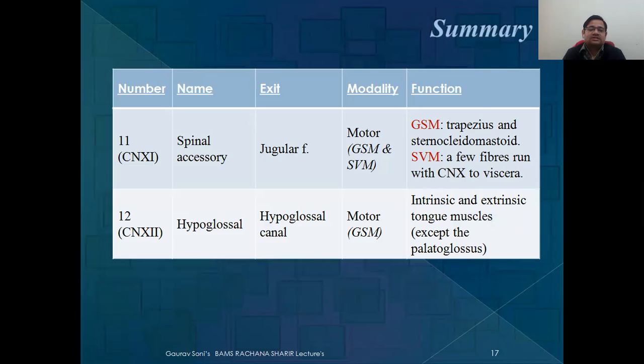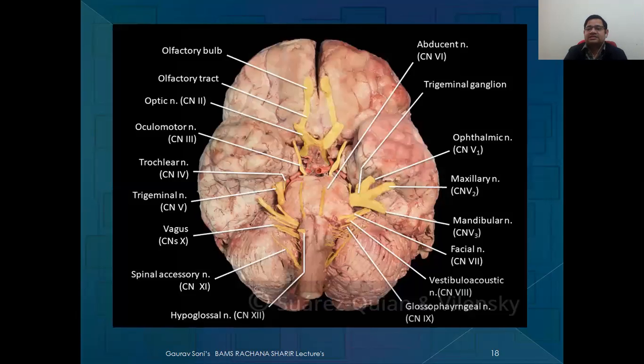Next one is hypoglossal. Exit point is again a canal, the hypoglossal canal. It's a motor type GSM, intrinsic and extrinsic tongue muscles except palatoglossus. So this is the summary of all the cranial nerves in a very short format. The thing you have to remember is modality. If you remember the modality, remembering the function will be very easy, and when we talk about each of the nerves separately in detail in further lectures, it will be easy for you to grasp it.